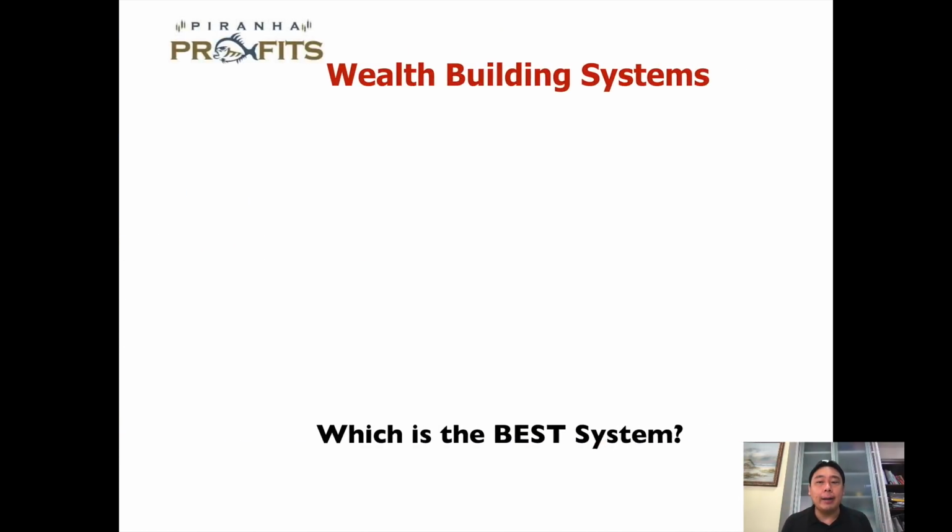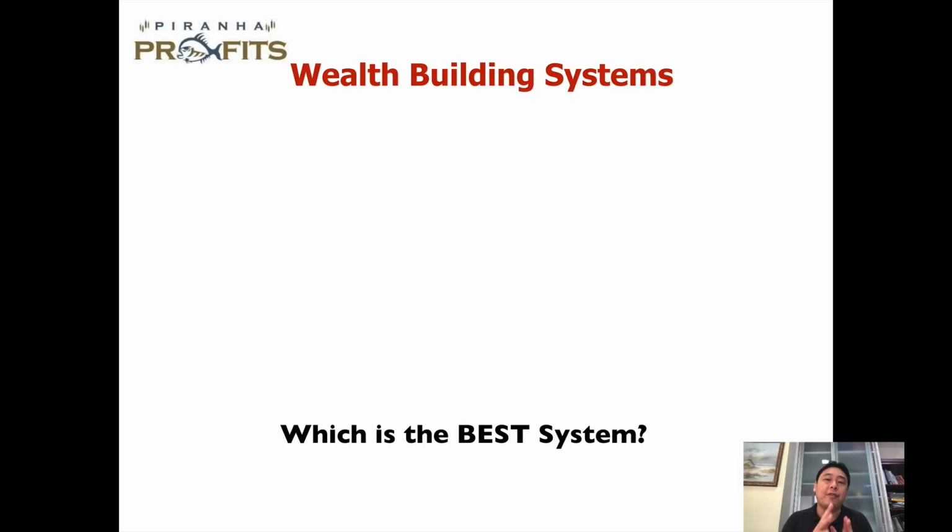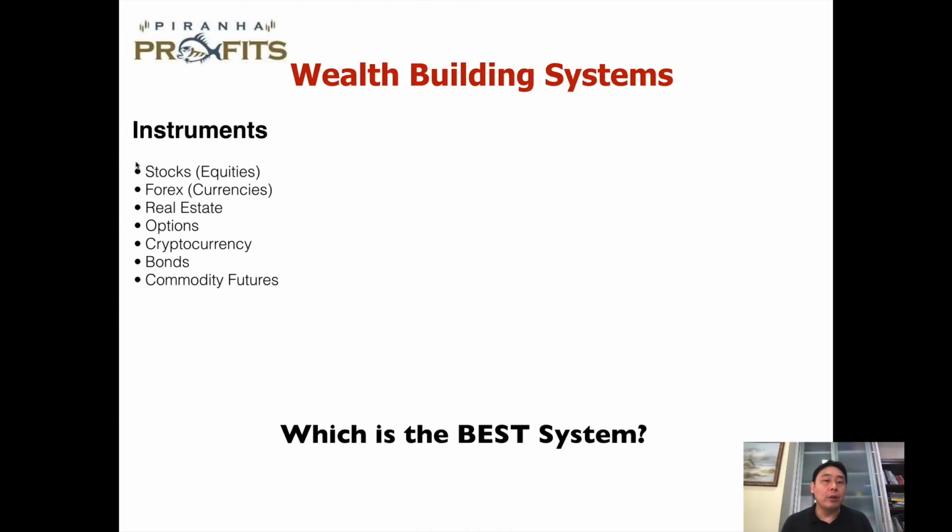Now, let's begin by talking about an overview of all the different ways to make money in the markets, all the wealth building systems. So it first begins with the instrument you use, the asset which you use to create your wealth. And there are many instruments or assets. So for example, you could invest or trade in stocks, or we call it equities. You could trade in Forex. You could invest in real estate. You could trade with options. You could trade cryptocurrencies. You could trade or invest in bonds, and finally trading in commodity futures. And all these instruments create wealth. Okay, they generate cash flow.